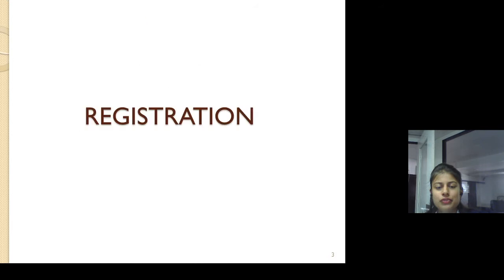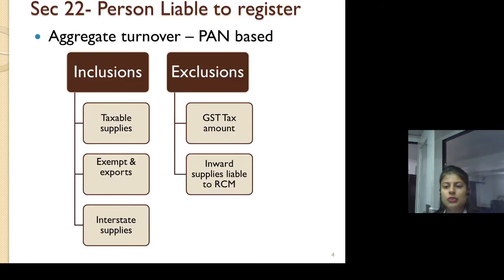So let us begin with our first topic, that is GST registration. We'll see first whose liability arises from section 22, person liable to register. First we'll see what are the aggregate turnover inclusions and exclusions while calculating the limit for GST registration liability. For aggregate turnover, the definition is given in section 2 of the Act. The turnover is to be calculated on a PAN basis, for the whole of India and not just for one state or one union territory. Even if the registration is for a particular state, the applicability you have to see will be for the full year.